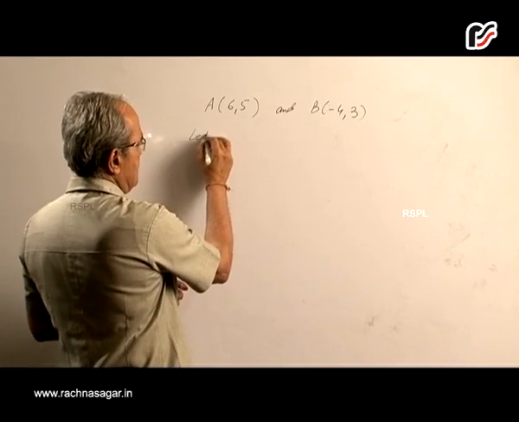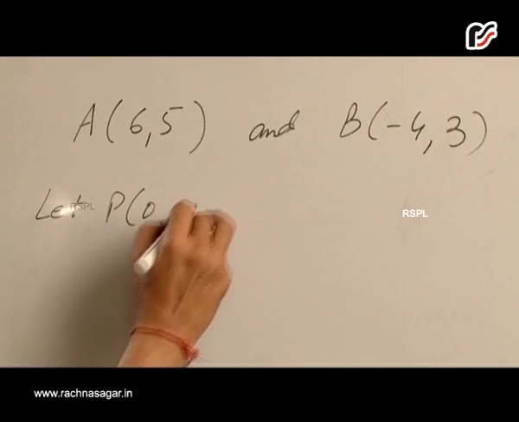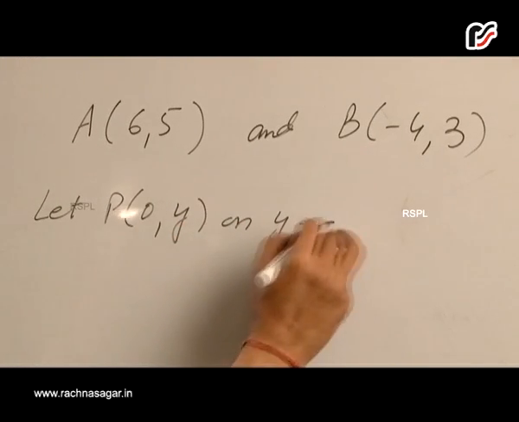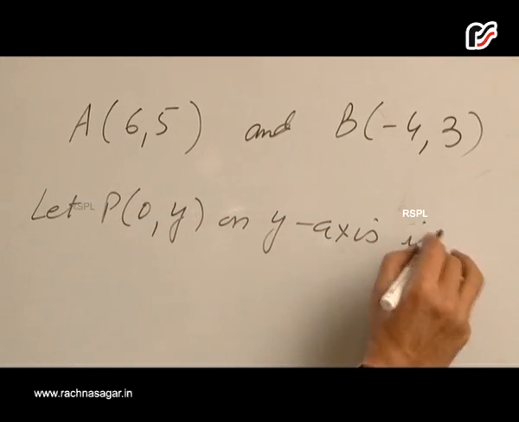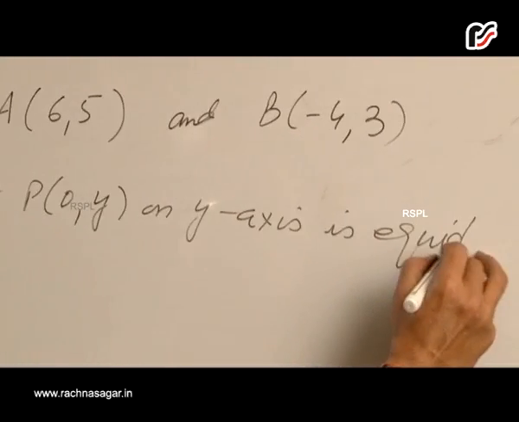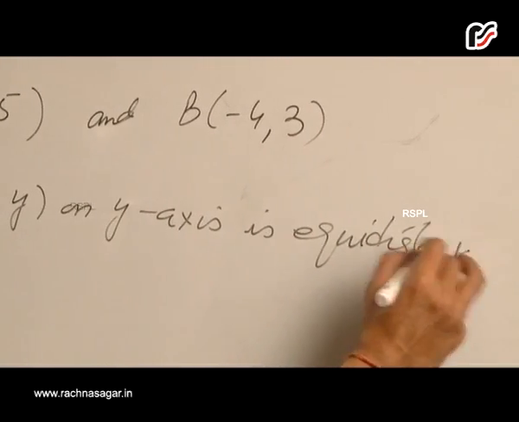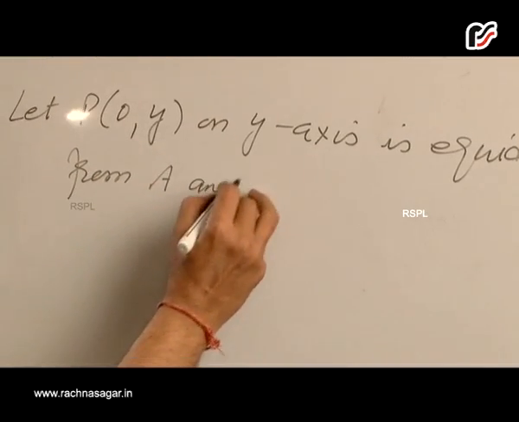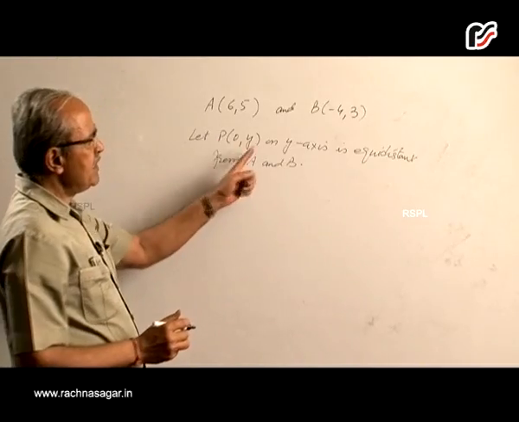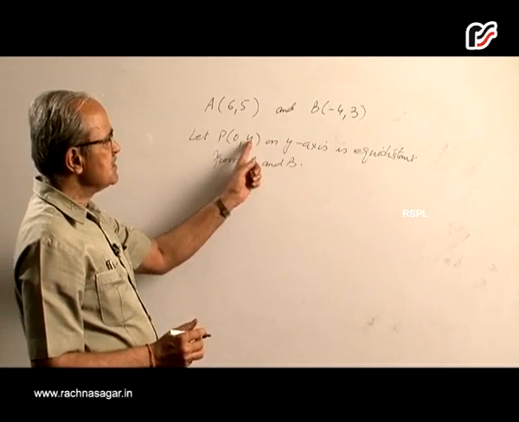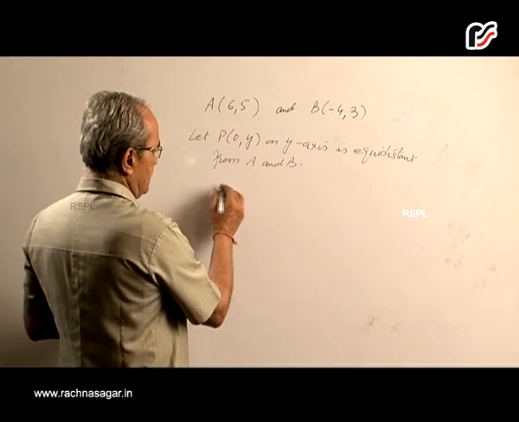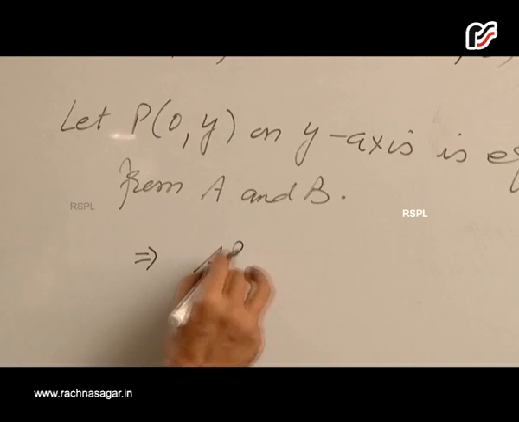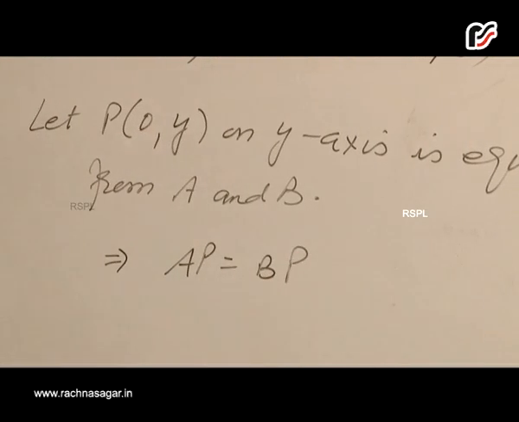Let P(0, y) on y-axis be equidistant from A and B. Why (0, y)? Because on y-axis the point is (0, y). This implies AP equals BP.